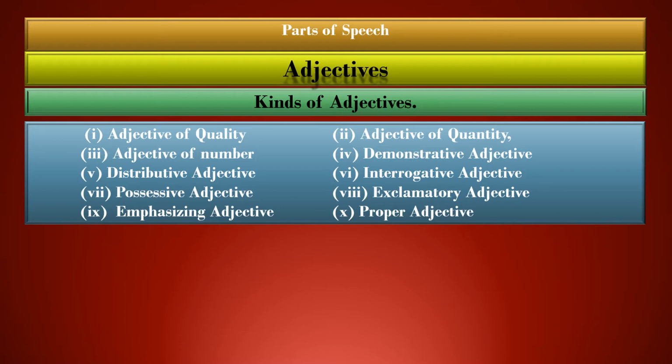As a reminder, I mentioned the kinds of adjectives so as to refresh your knowledge. 1. Adjective of quality. 2. Adjective of quantity. 3. Adjective of number. 4. Demonstrative adjective. 5. Distributive adjective. 6. Interrogative adjective. 7. Possessive adjective. 8. Exclamatory adjective. 9. Emphasizing adjective. 10. Proper adjective.